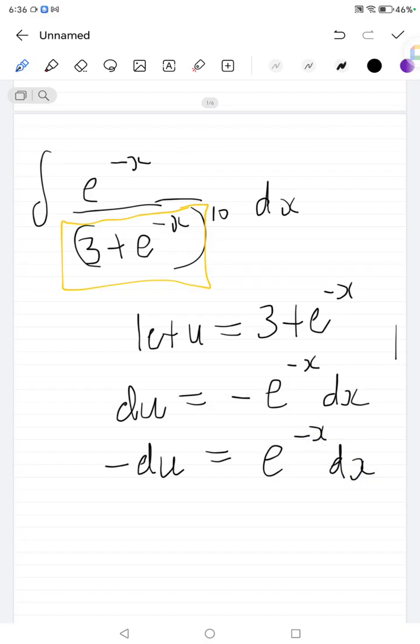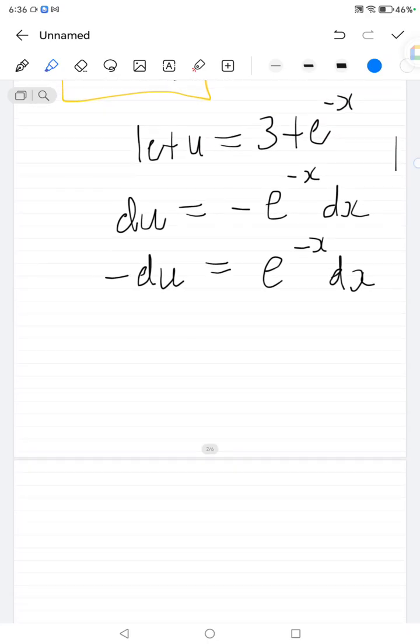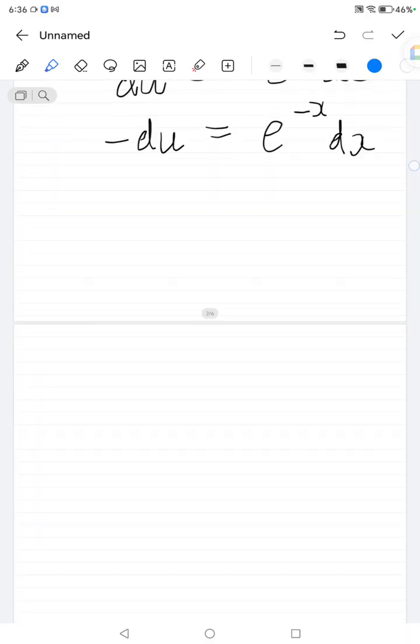And as I said, this is where you're going to be replacing the part where you see your e to the exponent minus x dx with that. So now, what are you going to be having? Let me just quickly go down.